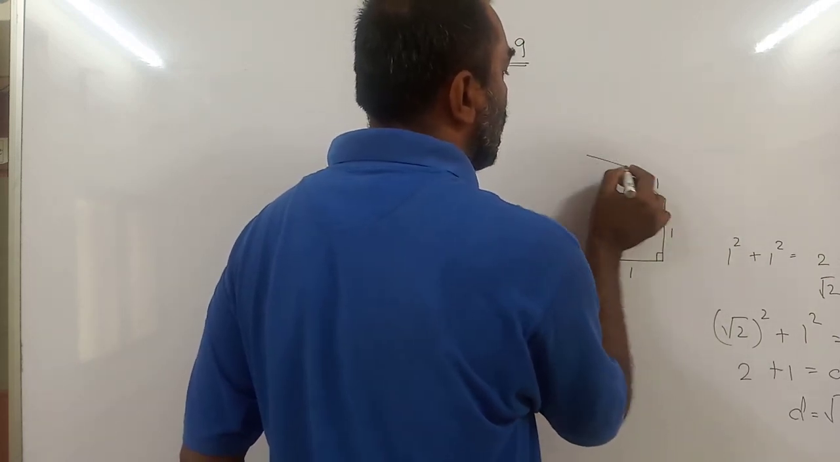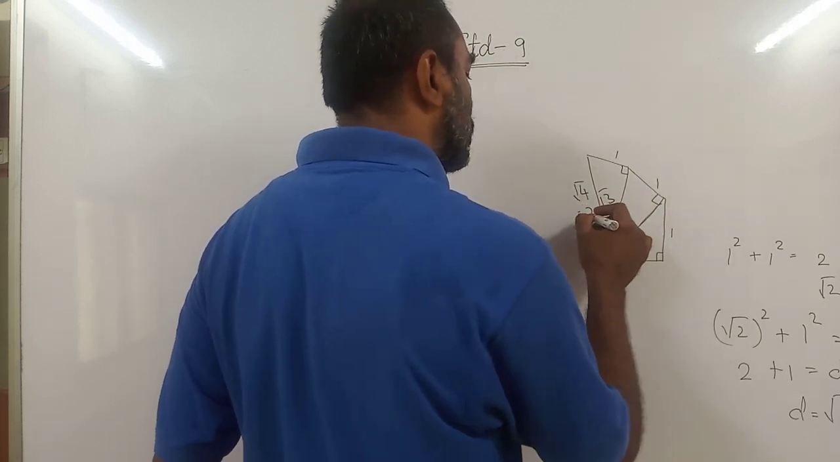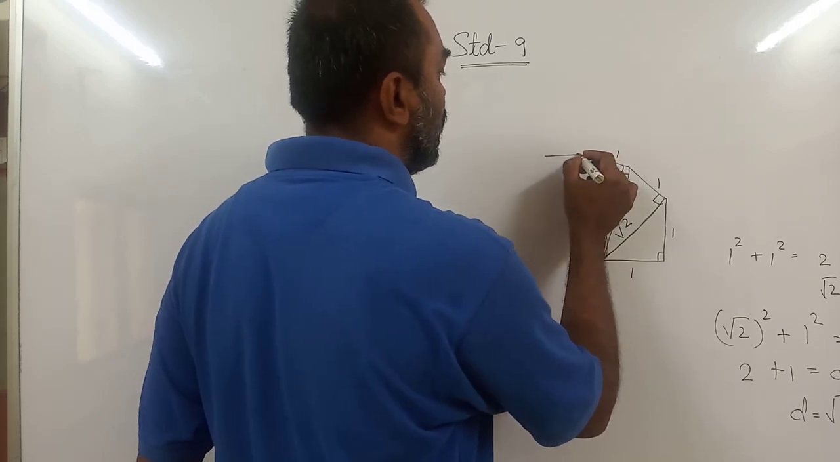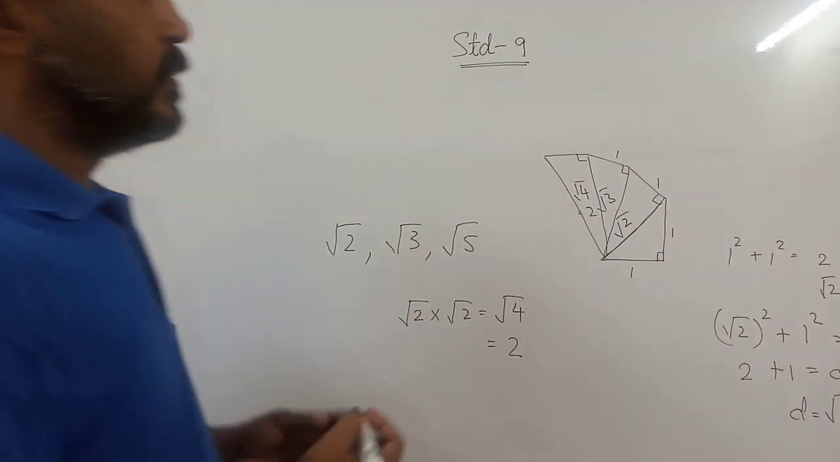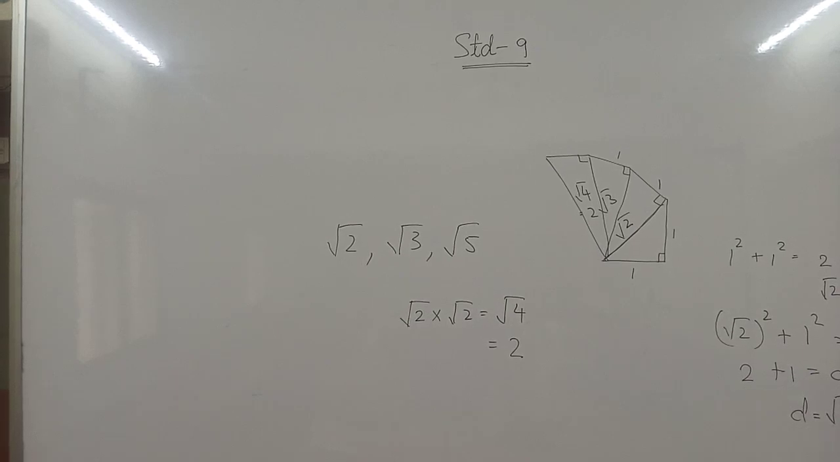Similarly, again at 90 degree you take 1 unit, you will get this root 4, or root 4 is nothing but 2. Then again you go 90 degree, you will get root 5. This is called the root spiral, which we do by the construction method. So I hope you are clear till here. Once again I tell you, we can represent all the rational numbers and the irrational numbers on the number line. And the rational numbers and irrational numbers together are called real numbers.